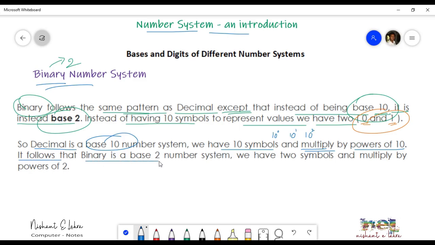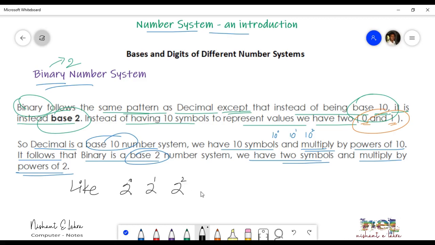It follows that binary is a base 2 number system, and we have 2 symbols and multiply by powers of 2. That will be 2 to the power 0, 2 to the power 1, 2 to the power 2, like 2 to the power 0, which is 2 naught, 2 to the power 1, 2 to the power 2, 2 to the power 3, and so forth. But remember that the pattern of binary is same like the decimal number system.